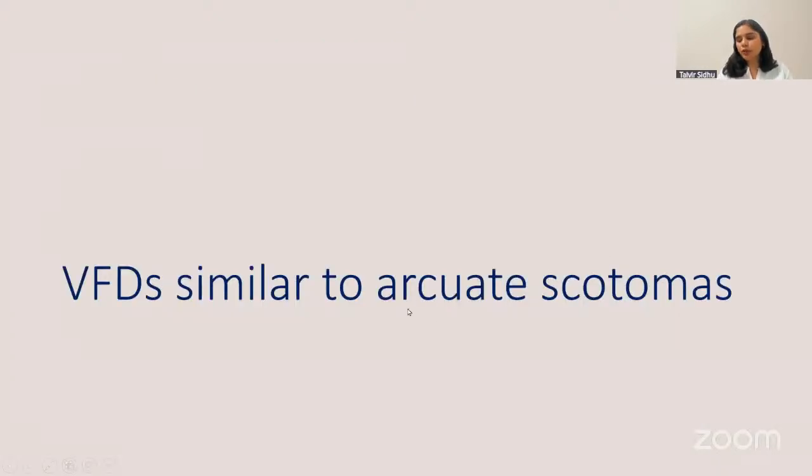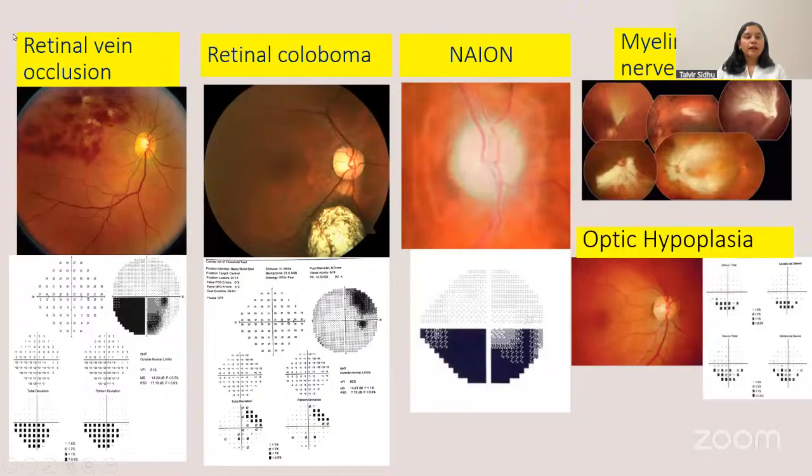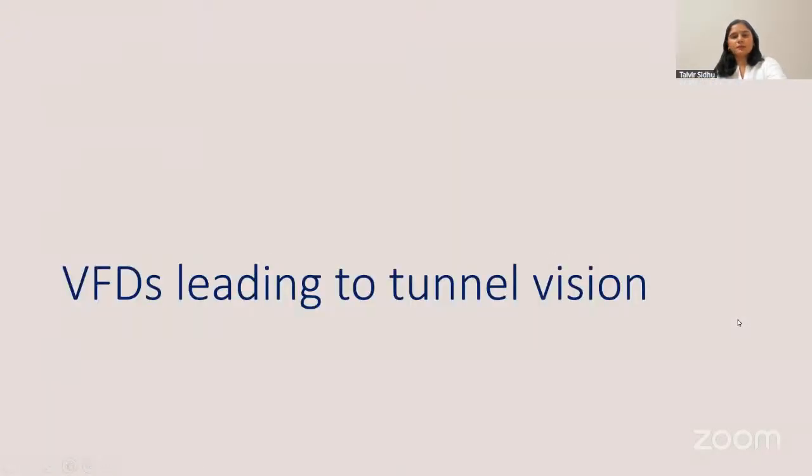Now, it is important that your examiners might ask you what the visual field defects due to other diseases are which are similar to arcuate scotomas. So, retinal vein occlusion, especially BRVOs, can lead to arcuate-like scotomas. Then we can have isolated colobomas, which can lead to paracentral scotomas. Even NAION can lead to inferior altitudinal defects. Myelinated nerve fibers can also lead to defects of the visual fields. Optic disc hypoplasia, you can see here on this side, can also lead to visual field defects.